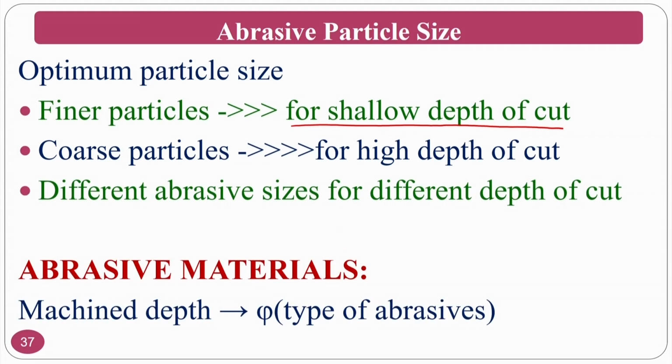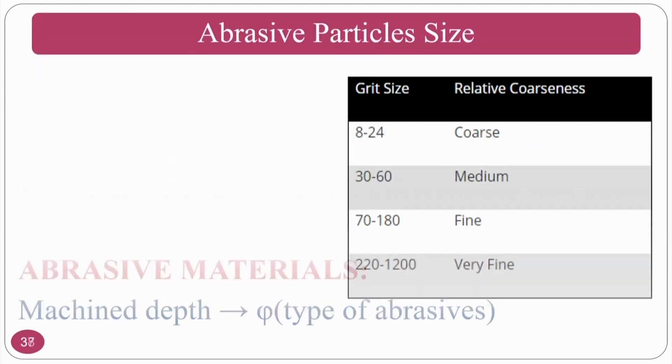Regarding abrasive materials, machining depth is a function of the type of abrasive particles. That means if I want to go for higher depth of cut, then I have to go for much harder abrasive particles. If I want to cut deeper cuts, then I have to go for the much harder abrasive particles.